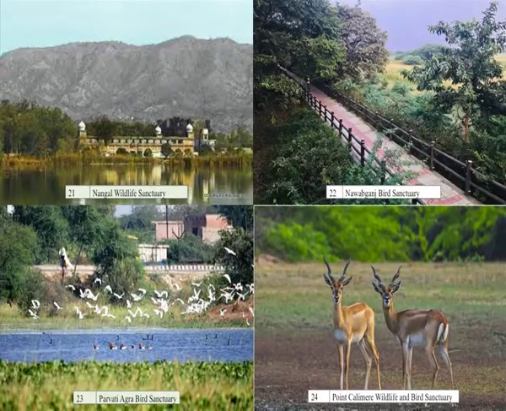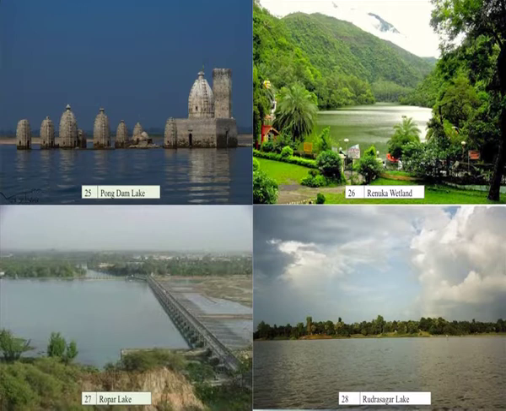We have the Point Calimere Wildlife and Bird Sanctuary in Tamil Nadu, where we have one of the last remnants of the dry evergreen forests. Habitat is dry evergreen forest and mangroves. Now we have Pong Dam Lake, which is found in Himachal Pradesh, also known as the Maharana Pratap Sagar or the Renuka wetland. It's a natural wetland with freshwater springs and inland subterranean karst formations.